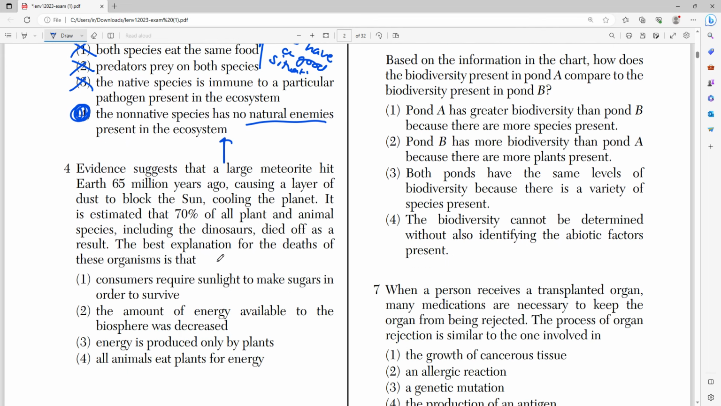Moving on to number 4, which says that evidence suggests that a large meteorite hit Earth 65 million years ago, causing a layer of dust to block the sun, cooling the planet. It is estimated that 70% of all plant and animal species, including dinosaurs, died off as a result. The best explanation for the deaths of these organisms is that the amount of energy available to the biosphere was decreased.